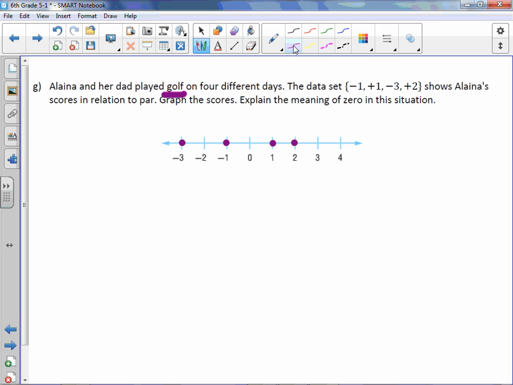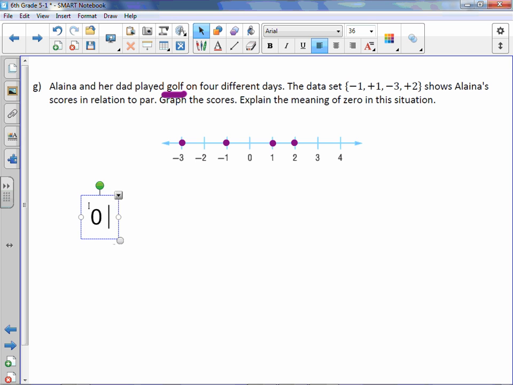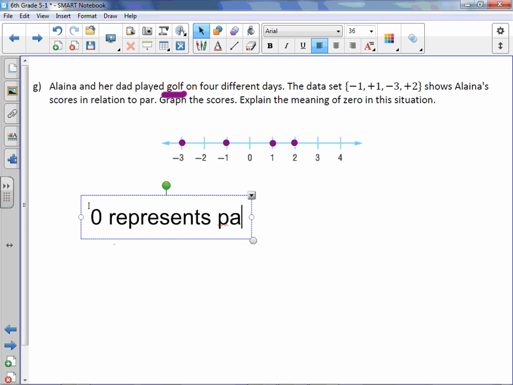And this is a word problem, so we have to give 0 a meaning more than just 0 gained or lost. In this specific example, because we are talking about golf, 0 represents par.